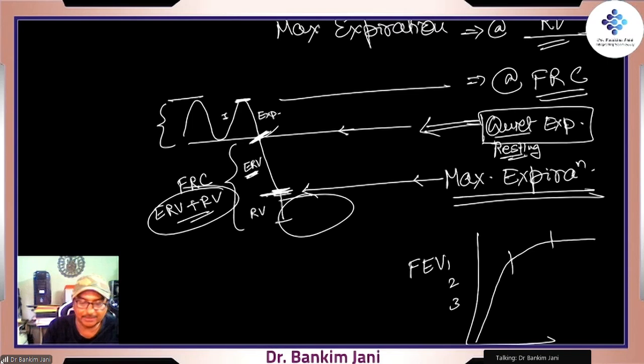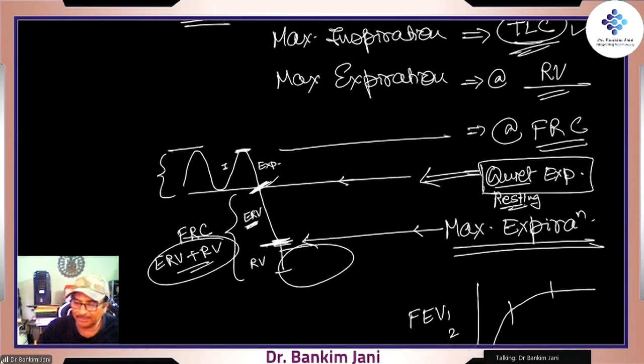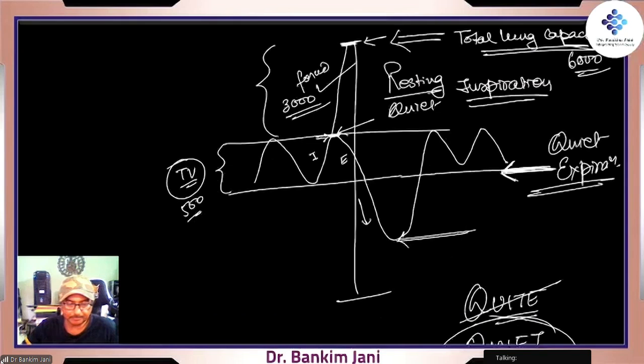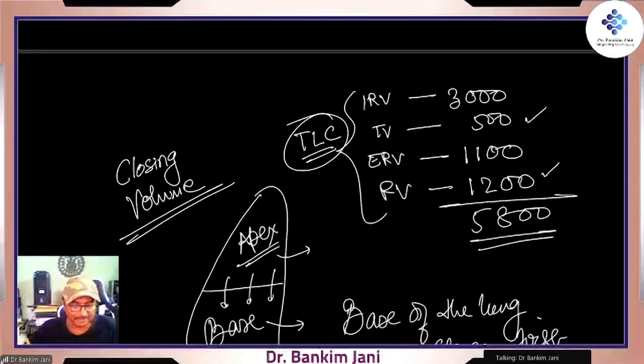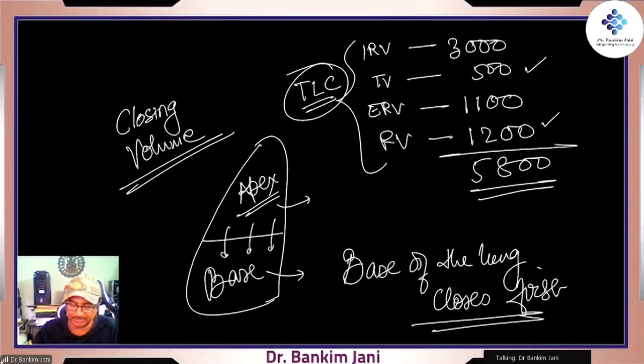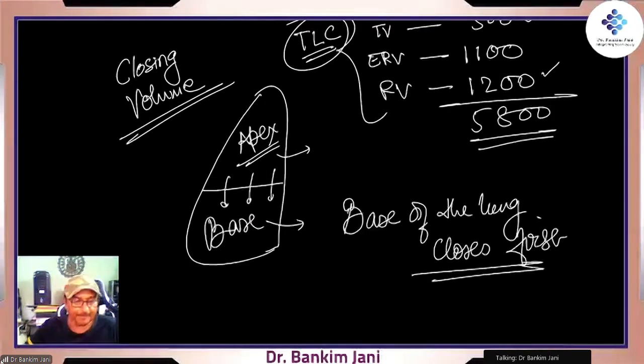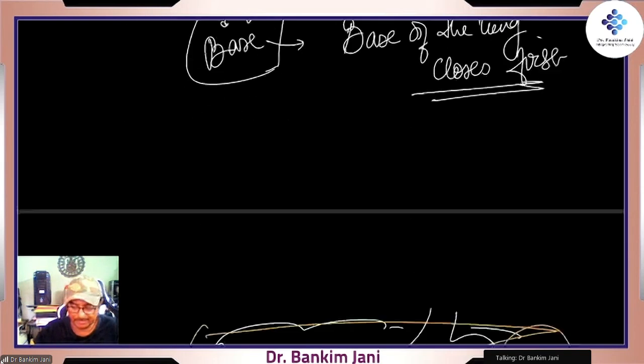At maximum expiration, you are at the level of residual volume, because that's the distance. So once again, that was the total. Our total lung capacity is about 6 liters. Closing volume: in the lungs, the base of the lung closes first, because air has a tendency to go up.